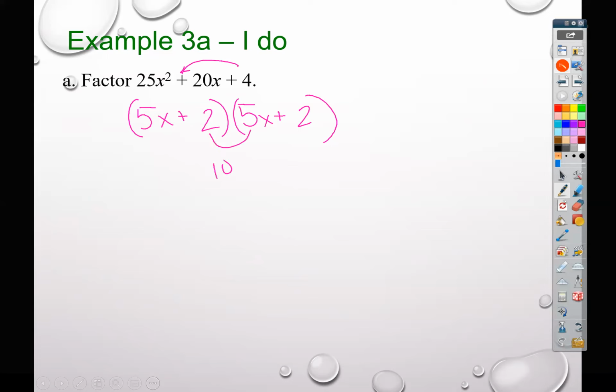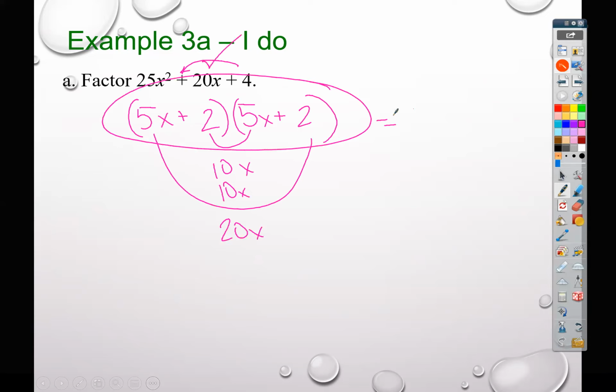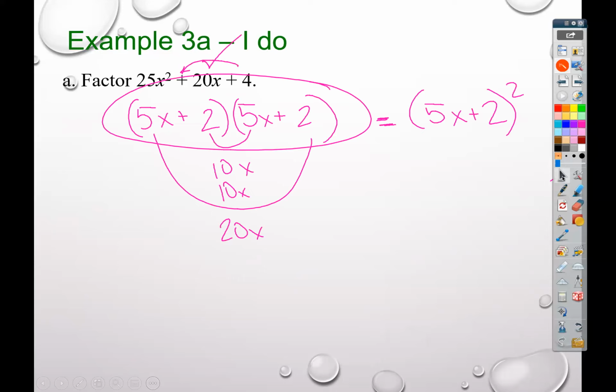So this gives me 10x, 10x, which would give me the 20x that I need for the middle. So this is correct. I can also write that, since it's the same binomial twice, I can write it 5x plus 2 squared. And if I can write my answer as a square, then that means that I dealt with a perfect square trinomial to begin with.